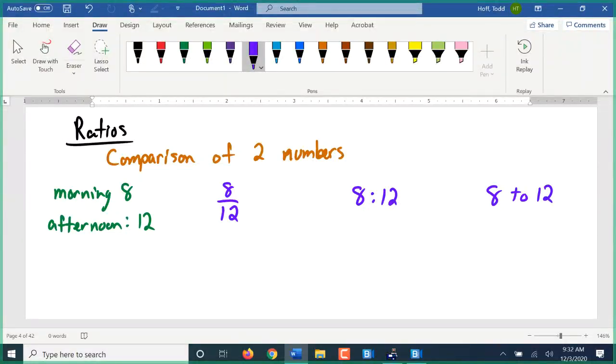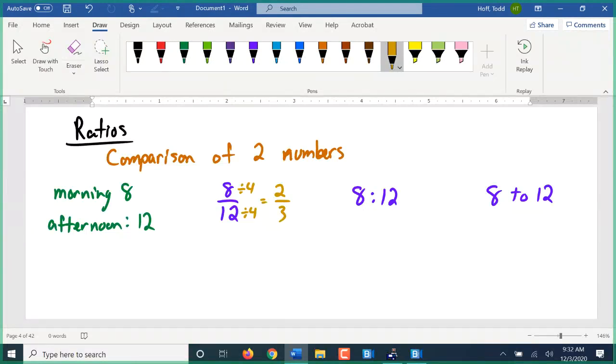I prefer to use the fraction form just because there are things you can do with a fraction, or that we already do with a fraction, that we can do with ratios as well, like reducing them. Both 8 and 12 can be divided by 4. So we divide by 4. 8 divided by 4 is 2. 12 divided by 4 is 3. We get 2 to 3.